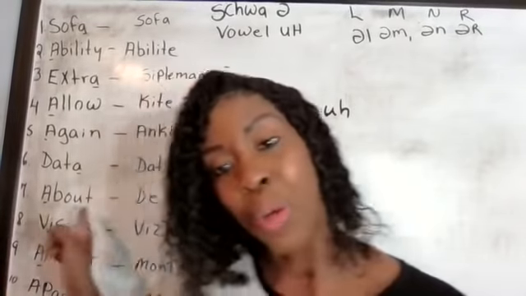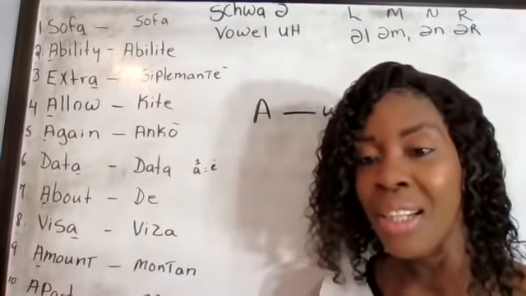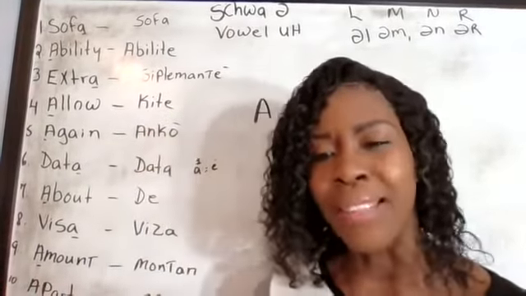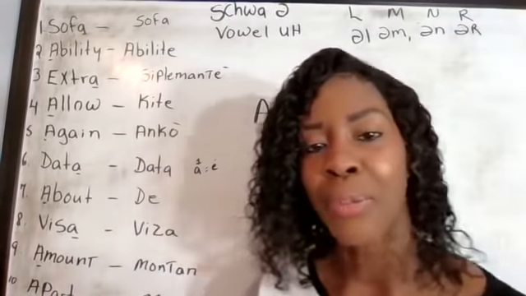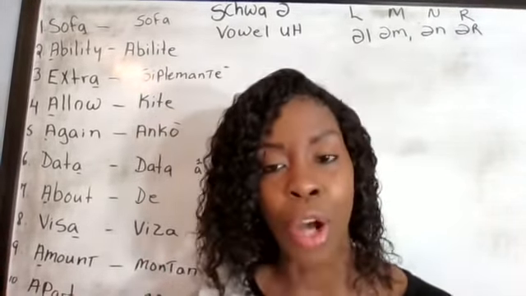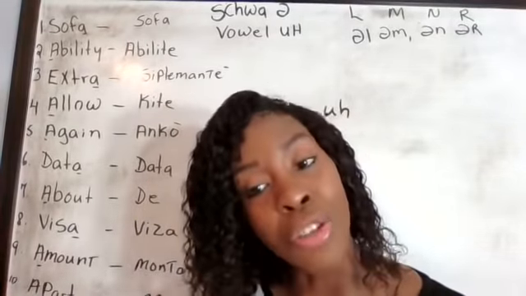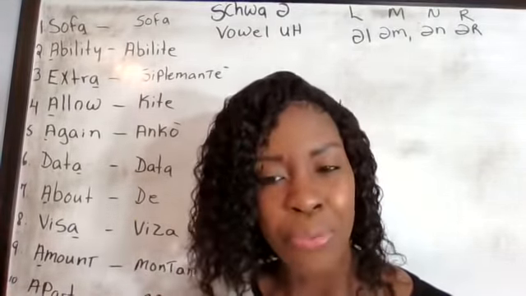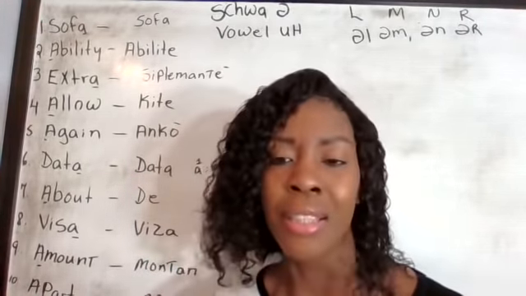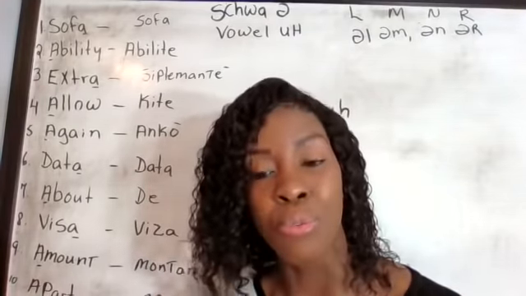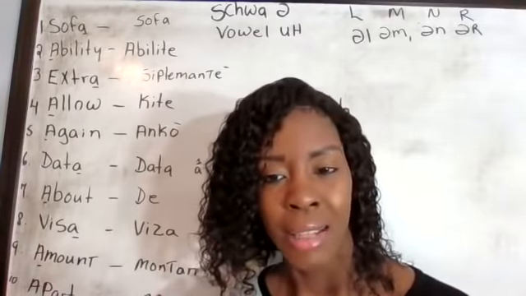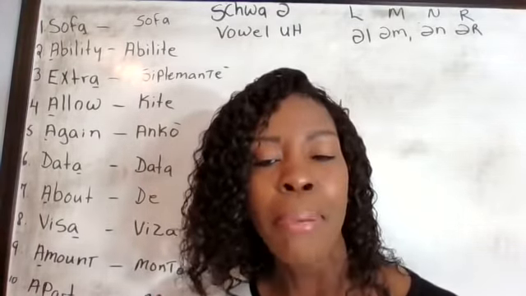Okay, but now we're doing schwa for tonight. We're gonna say car. Where's the car? Okay, now we're gonna start with the first one. Listen up carefully. Sofa. A sofa. It's a beautiful sofa. I love this sofa. Okay. Is that your ability? Ability.